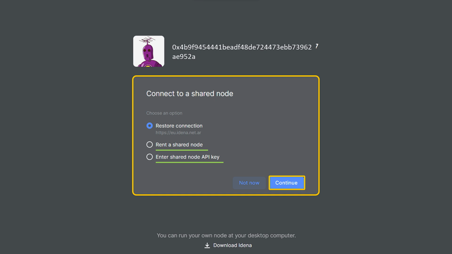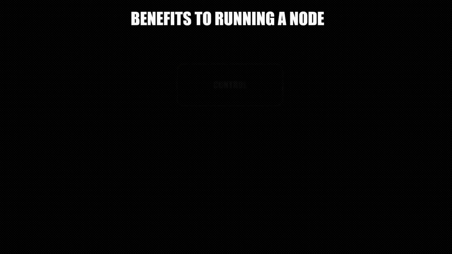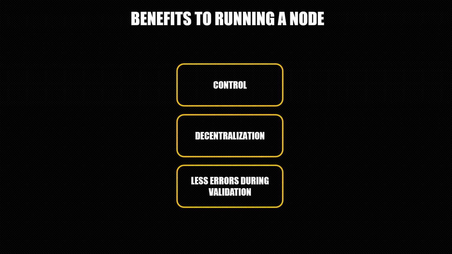If you decide on connecting to a shared node rather than running your own, always try to connect to a node closer to you so that there is less latency and connectivity issues. You won't get the message of restricted state on your own node, and you can see that your status is online. Plus, there are other benefits of running your own node. You are in control, the network is more decentralized, and there are fewer chances of errors during validation.